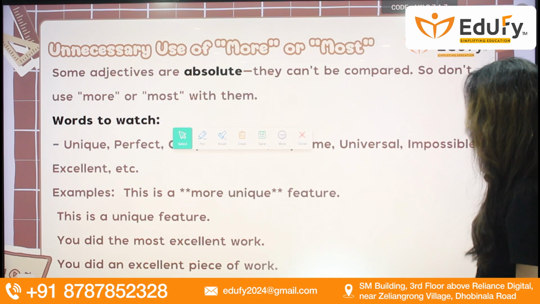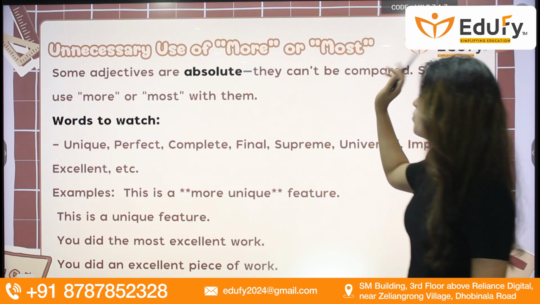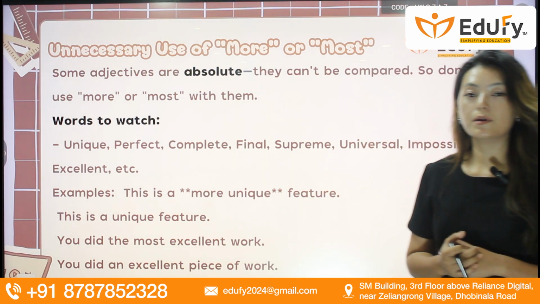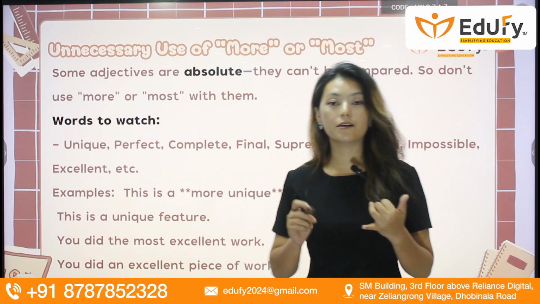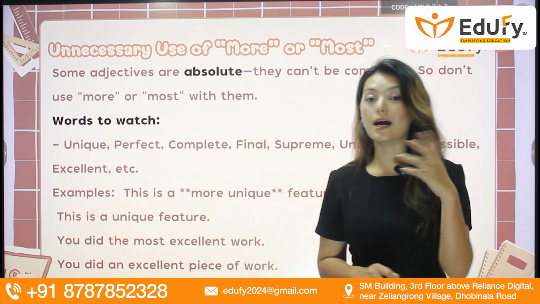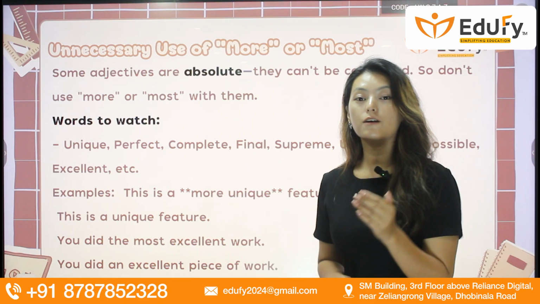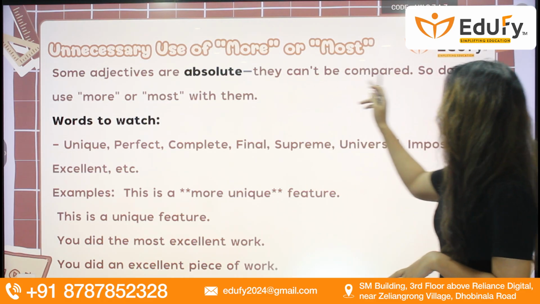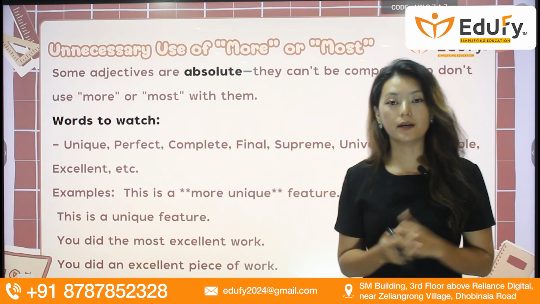If we move on to the next one, unnecessary use of the word more or most. Some adjectives are absolute. That means, I think we all know the degrees of comparison that we talk about in adjectives, where we have positive, comparative, and superlative. Some adjectives known as the superlatives are absolute, right? They have no other form of comparison beyond that. So therefore, they are also known as absolute adjectives. They can't be compared. So using more or most with them does not make sense.